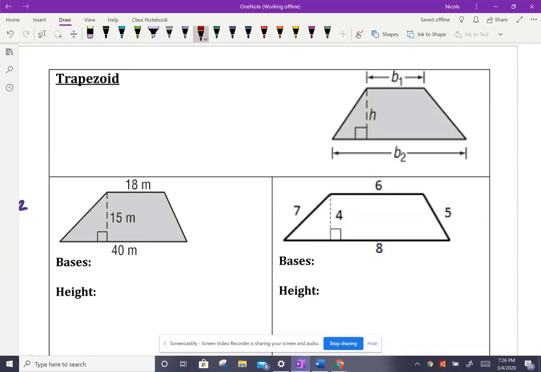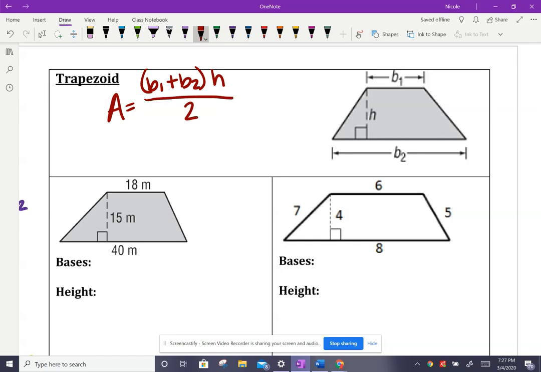Moving on to trapezoids, we are going to discuss the area of a trapezoid. In order to find the area of a trapezoid, we do (base 1 plus base 2), put parentheses around that, multiply the whole top by height, and then divide by 2.